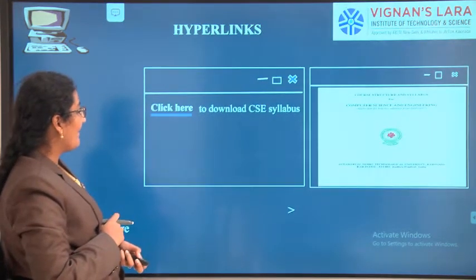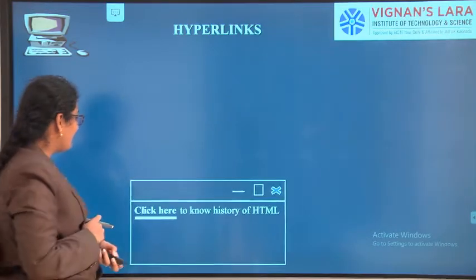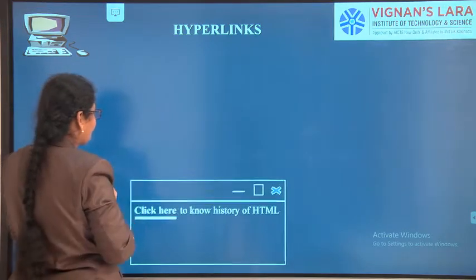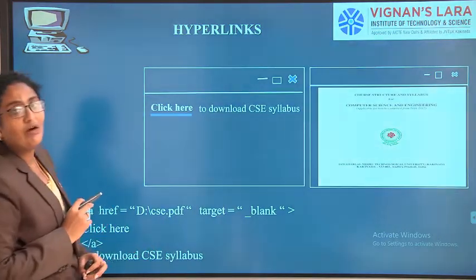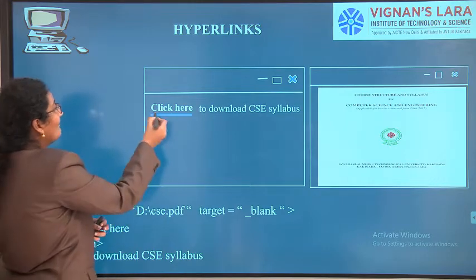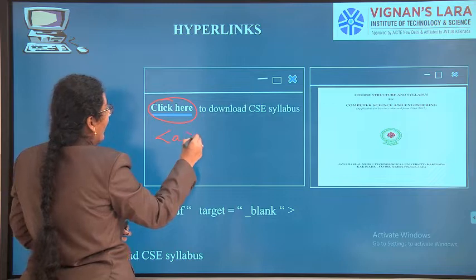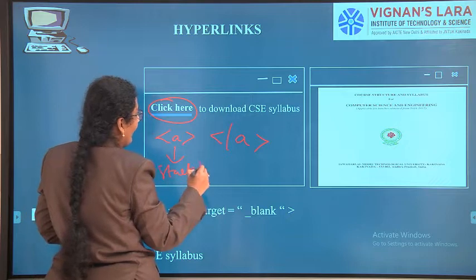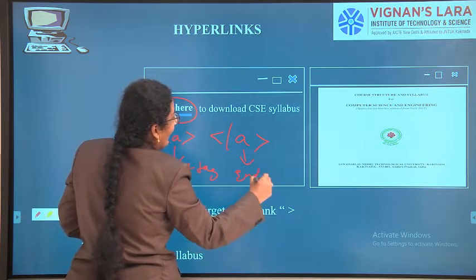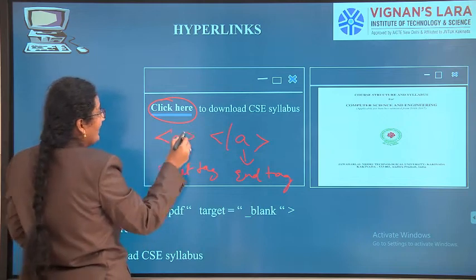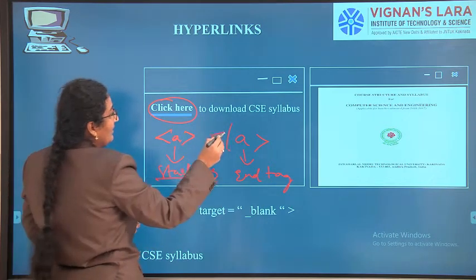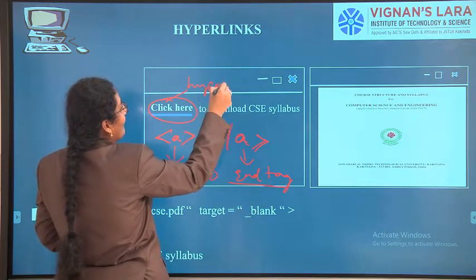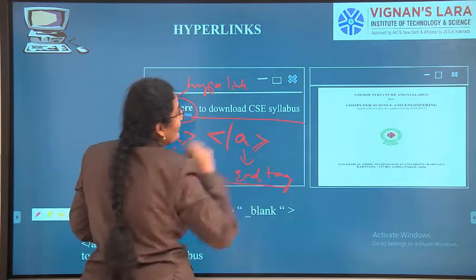See, this is the second example. You can see here, this is the second example. If you want to download the CSC syllabus, see here, I have given the hyperlink. Anchor close. Always, A is the start tag within the angular braces, and /A within the angular braces is the end tag. So I have generated the hyperlink. This hyperlink is to download the CSC syllabus.